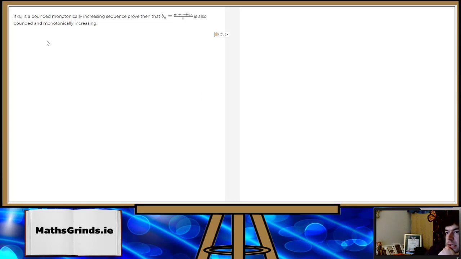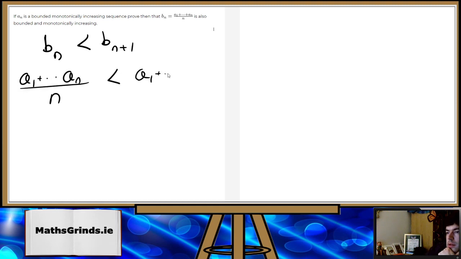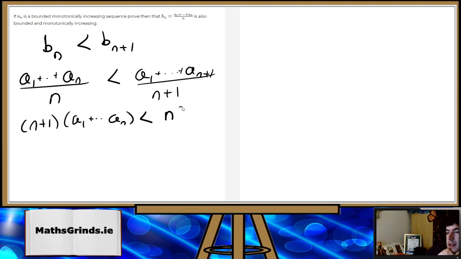Okay, so let's try and prove first that it's monotonic, so that Bn is less than Bn plus 1. So that'd be A1 all the way up to An over n is less than A1 all the way up to An plus 1 over n plus 1. If I cross multiply, I have n plus 1 times A1 up to An less than n times A1 all the way up to An plus 1.